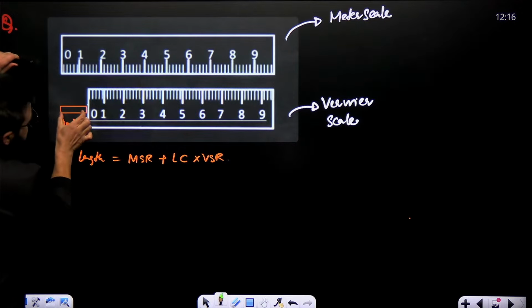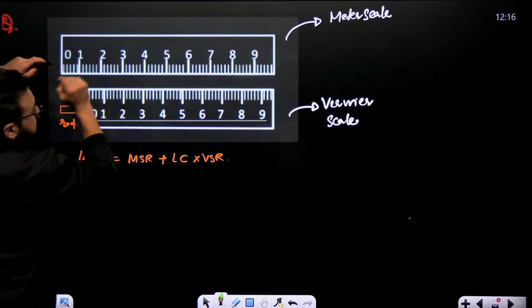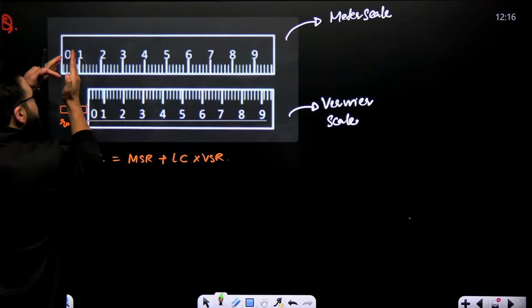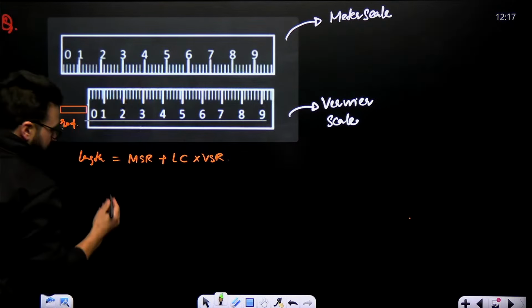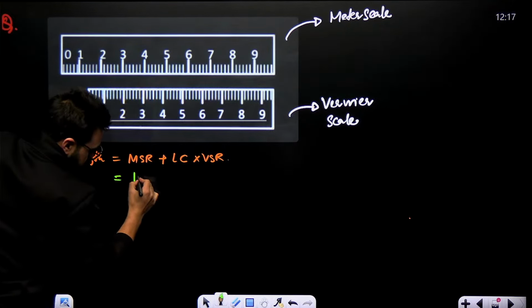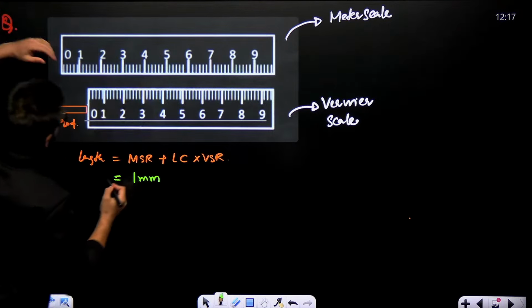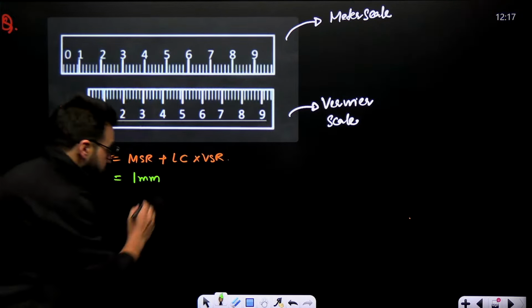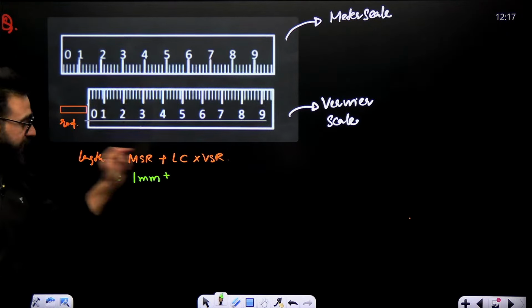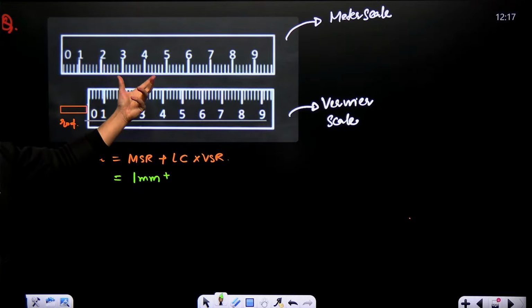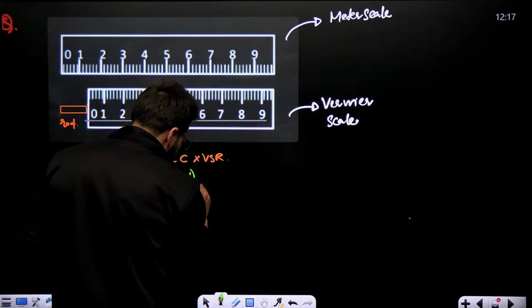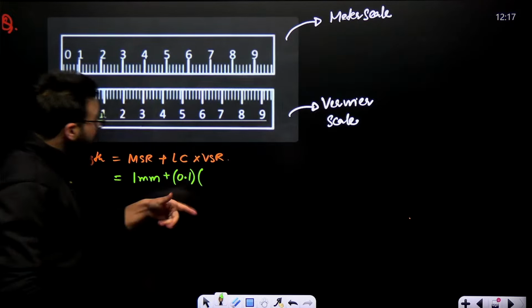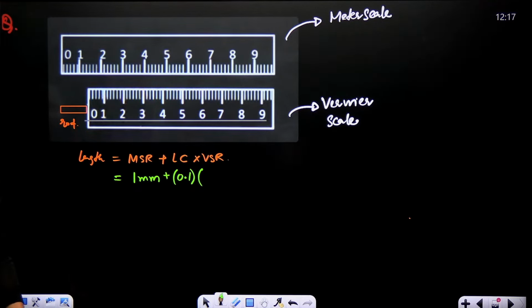Guys, if you take a look at the main scale, how much has the rod crossed? It has crossed 1. It is greater than 1. So main scale reading in this particular case will be 1 mm. Then we say plus least count. Least count of vernier scale is how much? We say 0.1. Then vernier scale reading in this particular case will be how much?